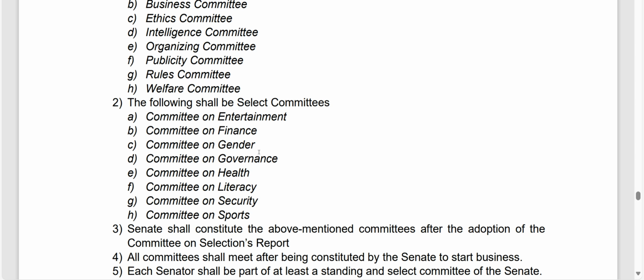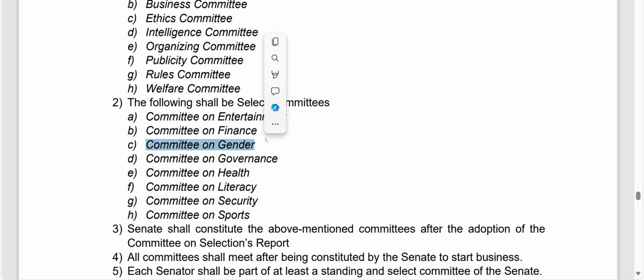Then we have 8 select committees. Committee on Entertainment, chaired by a senator, for entertainment staffs in the Parliament. Committee on Finance for financial staffs. For this Committee on Finance, they handle in-house finances and out-house finances as well. So the Special Budgets Committee of the Parliament has been fused into Committee on Finance over here. So over here, both of them do one job.